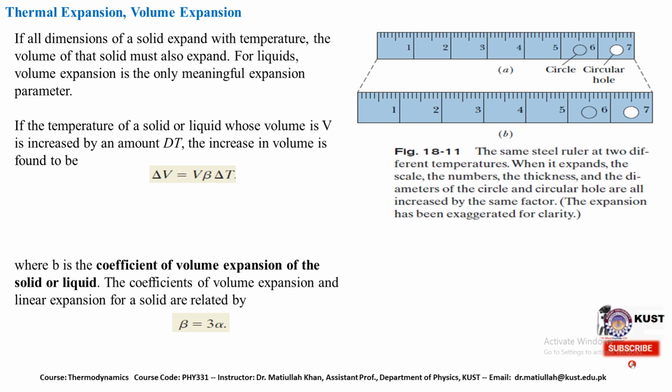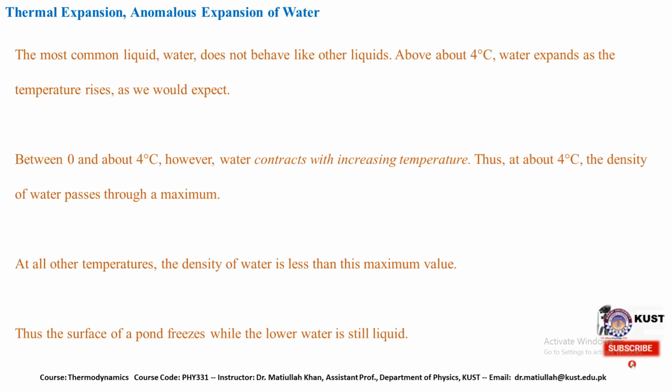The coefficient of volume expansion and the coefficient of linear expansion for a solid are related to each other by the equation β = 3α, where β is the coefficient of volume expansion and α is the coefficient of linear expansion, and both are related to each other.